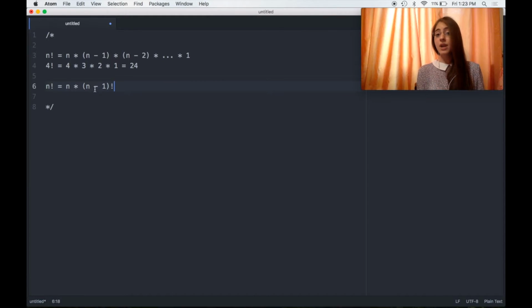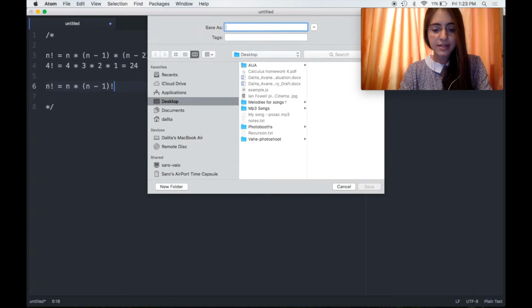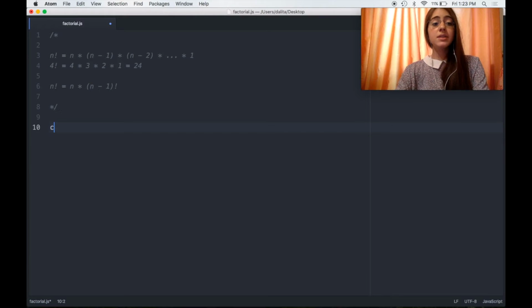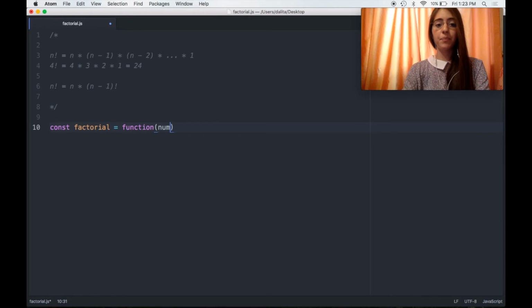Now let's start writing the code. But let me save this file to highlight the syntax. So constant factorial is a function that takes the value num.